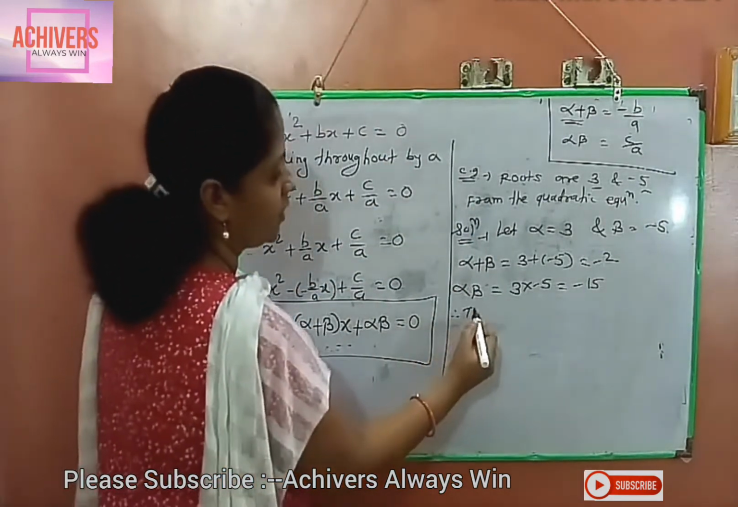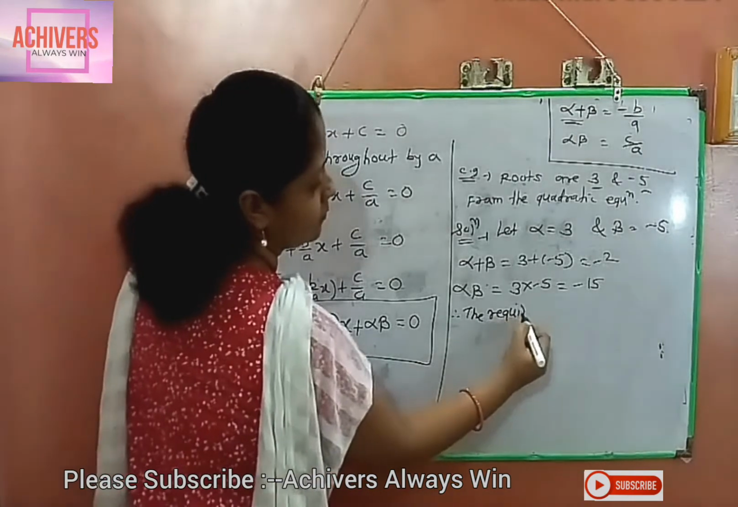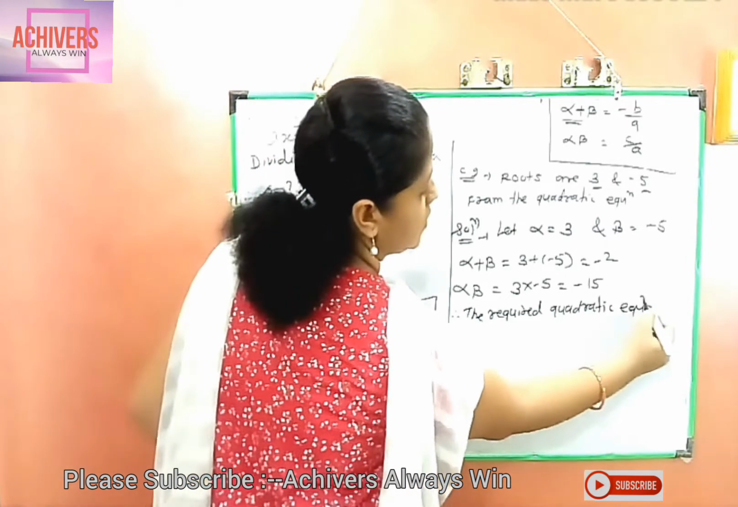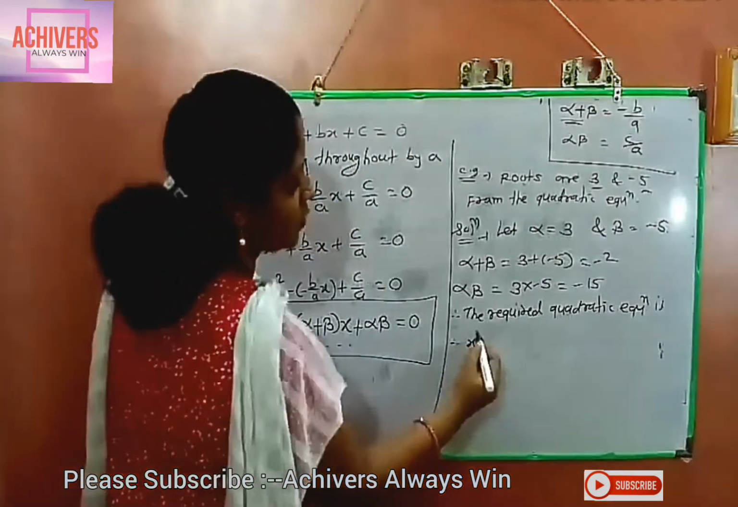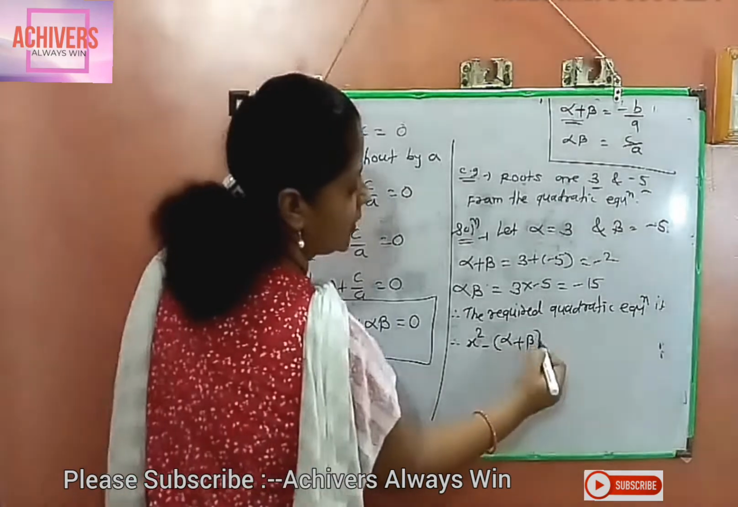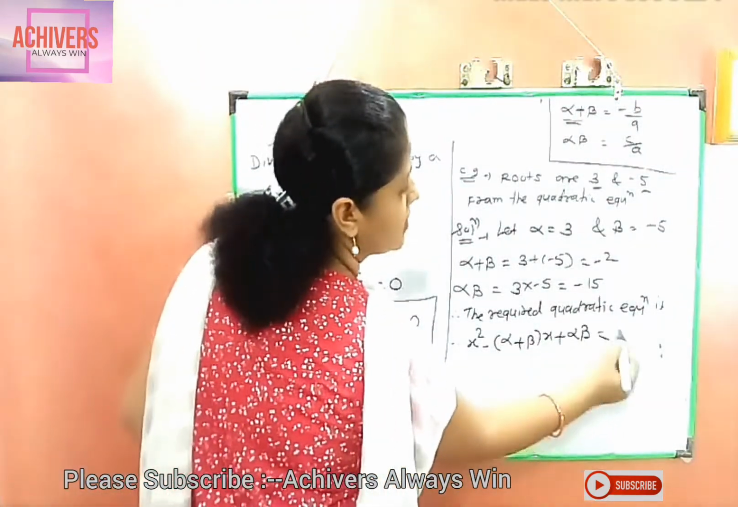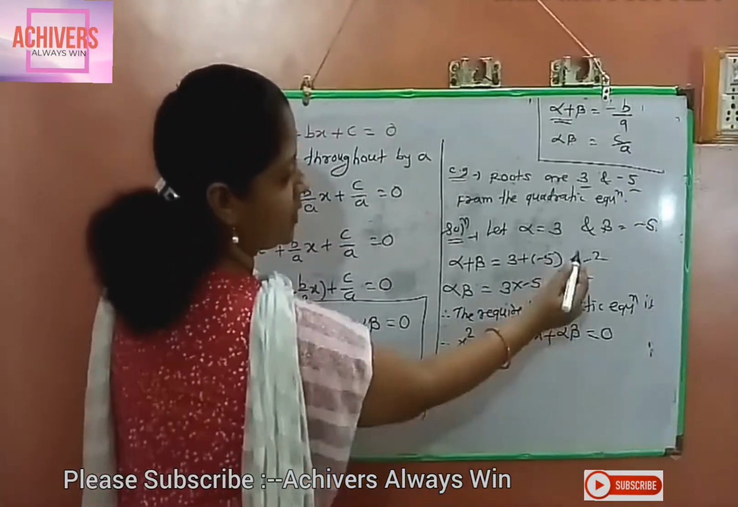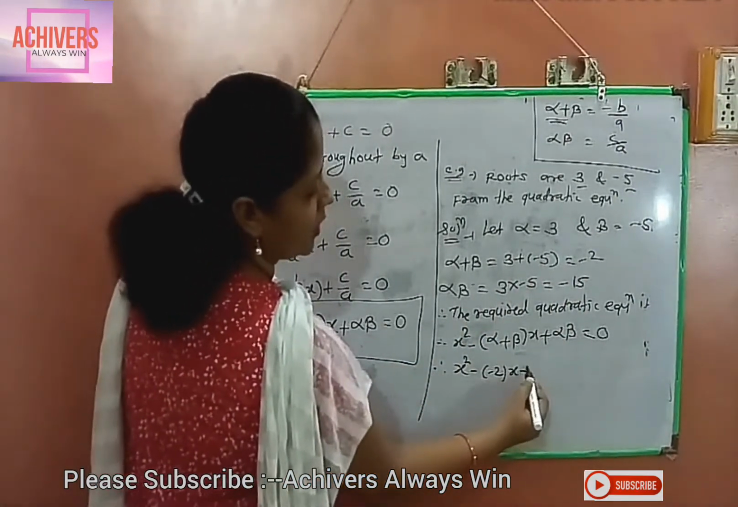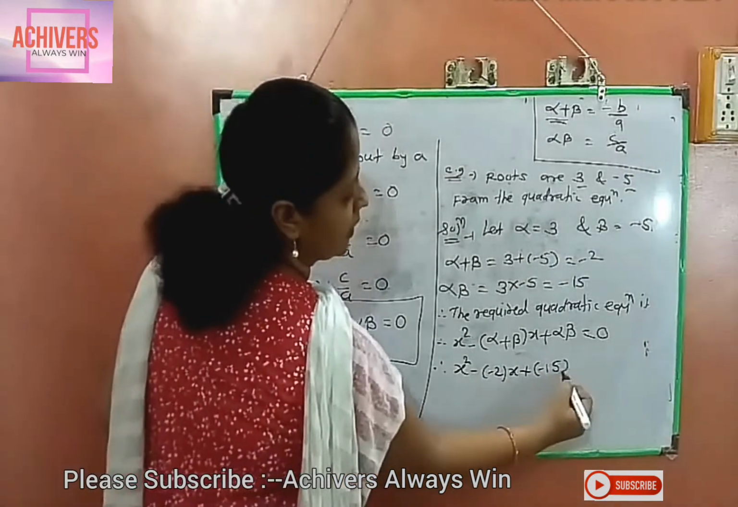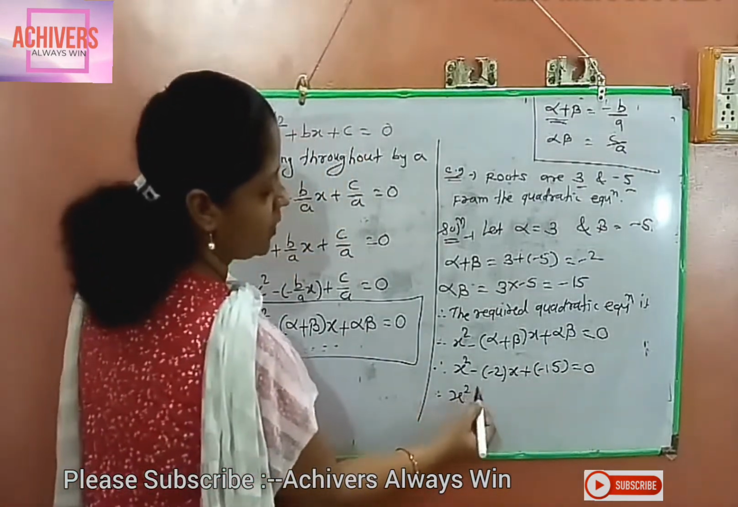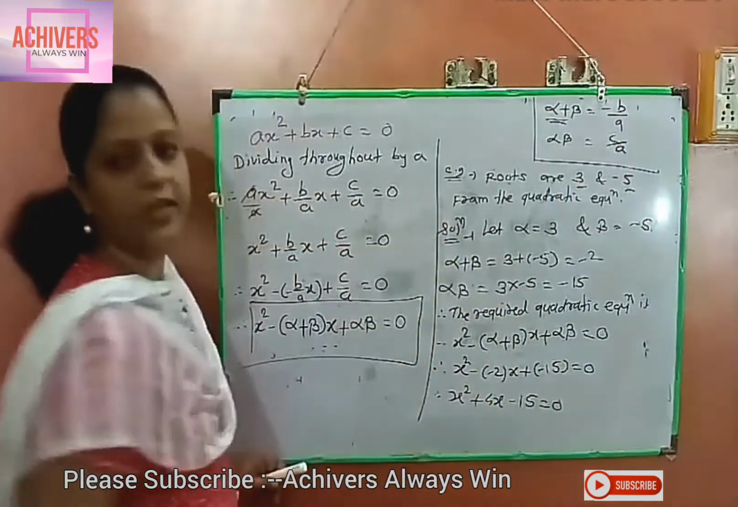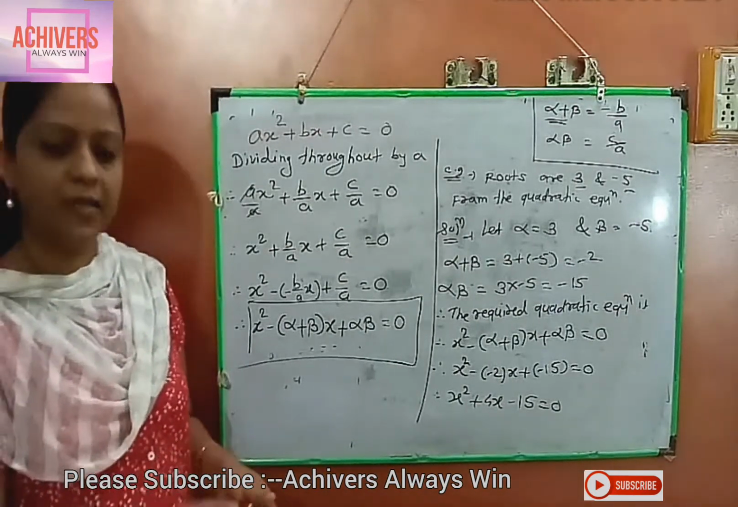Therefore, the required quadratic equation is of which form? x square minus (alpha plus beta)x plus alpha beta is equal to 0. Therefore, x square as it is, minus alpha plus beta, we found this value minus 2, and alpha into beta minus 15. Therefore, x square minus minus gets plus, plus minus minus 15 is equal to 0. That is our required quadratic equation.